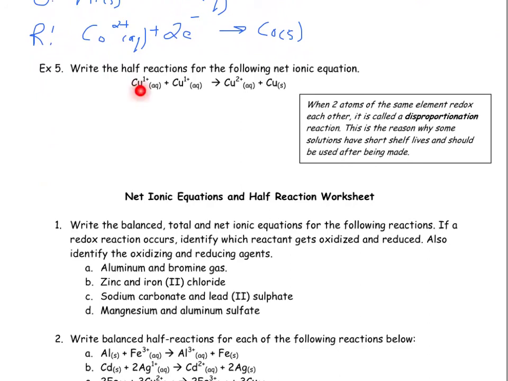One of these copper 1 pluses has to be oxidized. Remember, oxidation means it loses electrons. If a Cu1 plus loses 1 electron, it will become a Cu2 plus. That means the other Cu1 plus needs to be reduced, gaining an electron. If it does so, it will change into a copper solid.